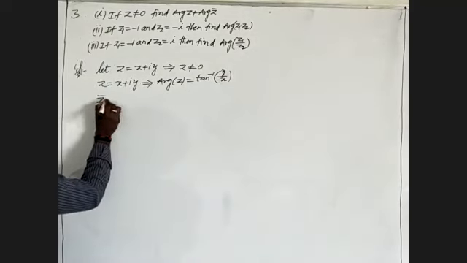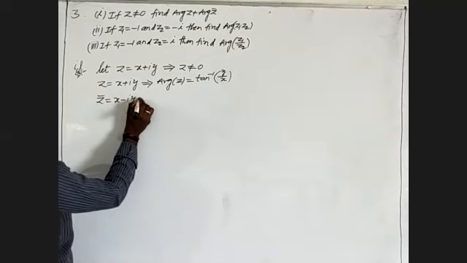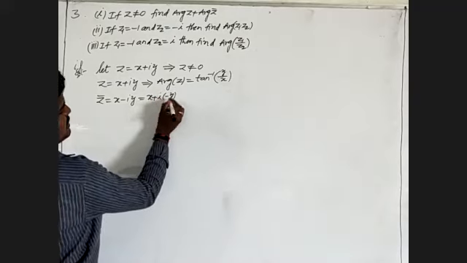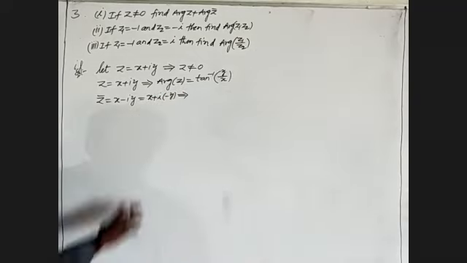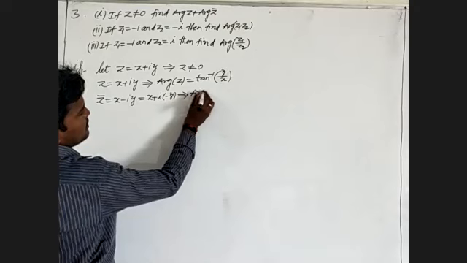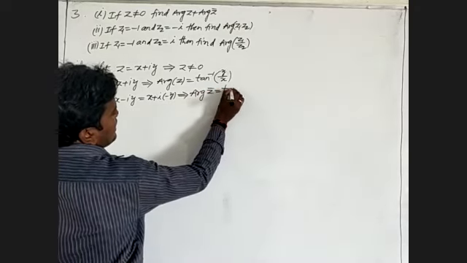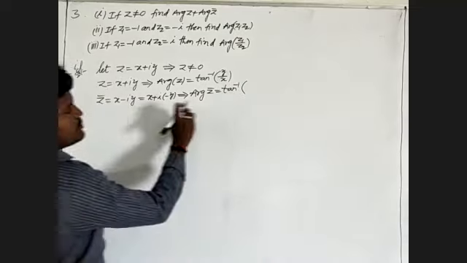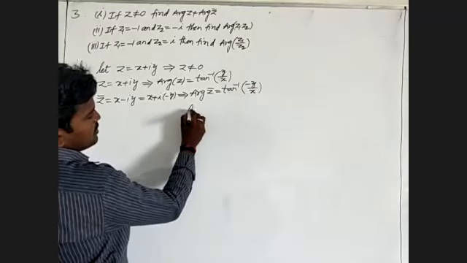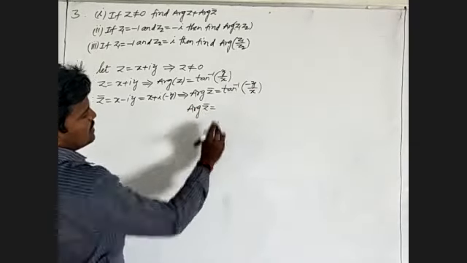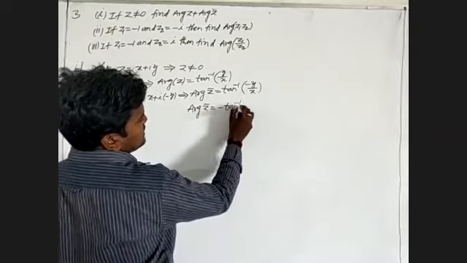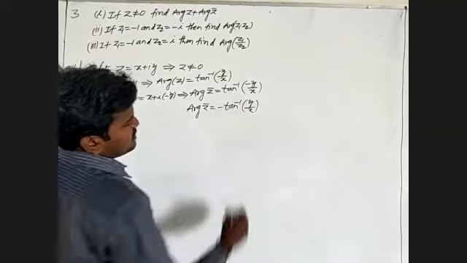After that we'll take z bar. z bar is nothing but x minus iy. This we have to write as x plus i into minus y, where real part is x and imaginary part is minus y. That means argument of z bar is nothing but tan inverse of imaginary part minus y by real part x. Again, tan of minus theta is minus tan theta, so it must be written as minus tan inverse y by x.